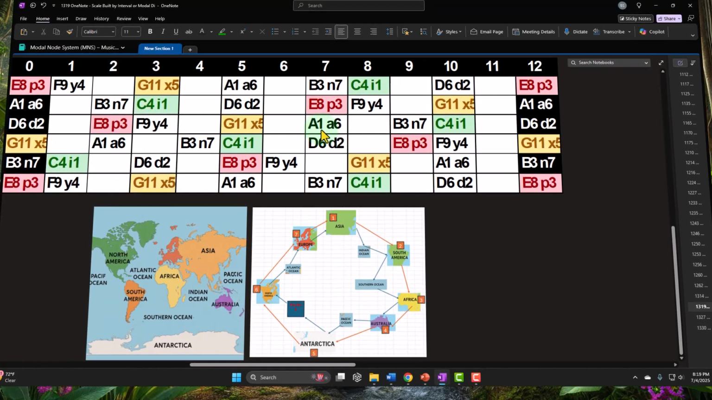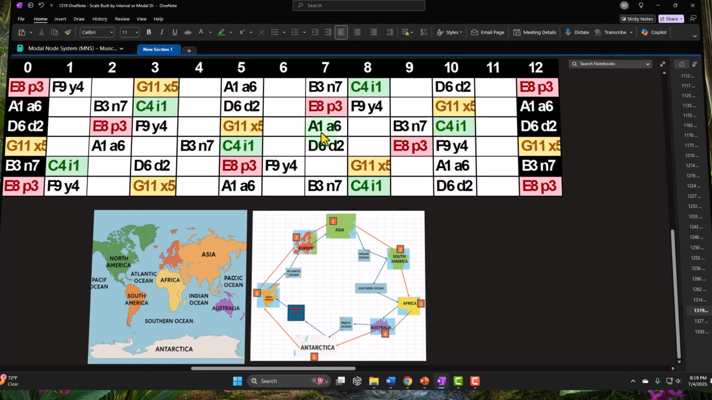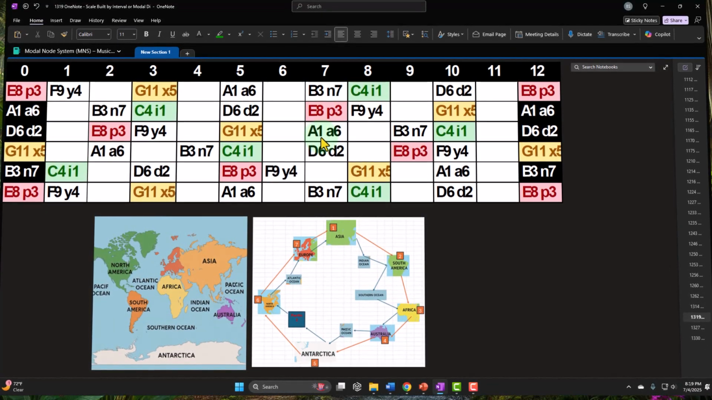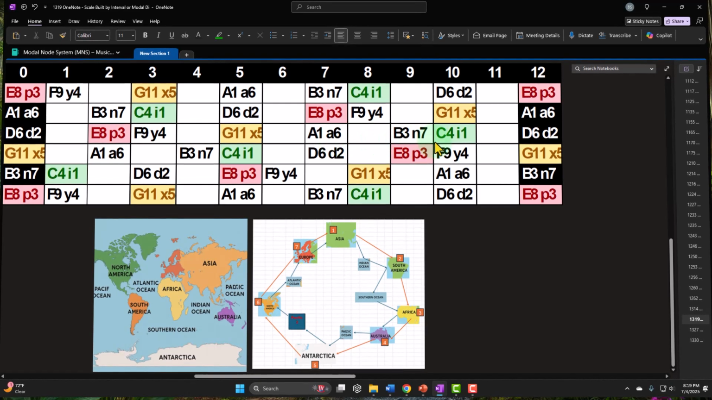Now remember, the main distance that makes the main minor, all the minors minor, and the majors major, is the 2 modal half steps up.